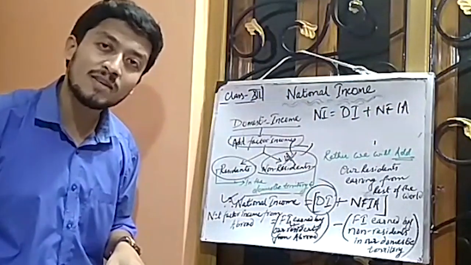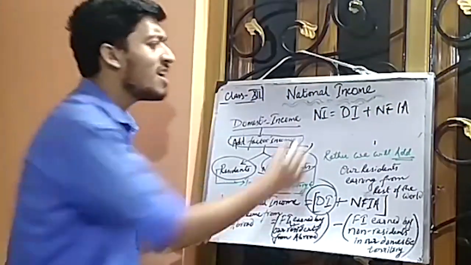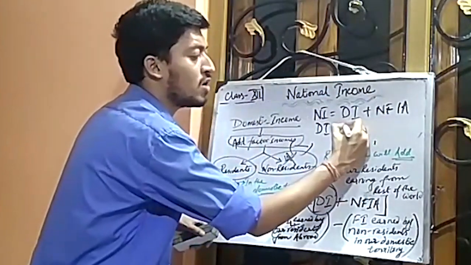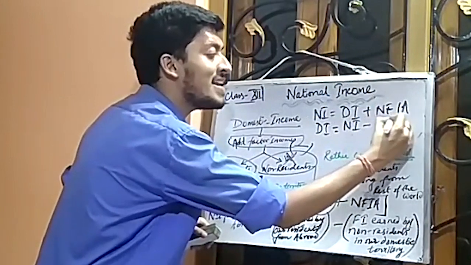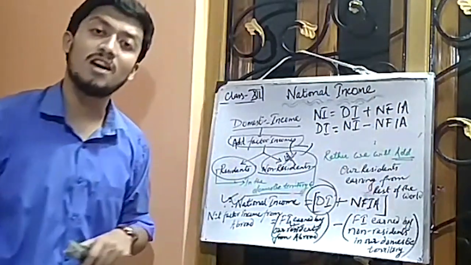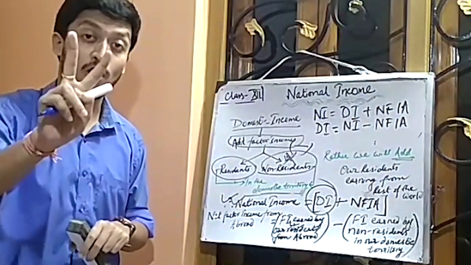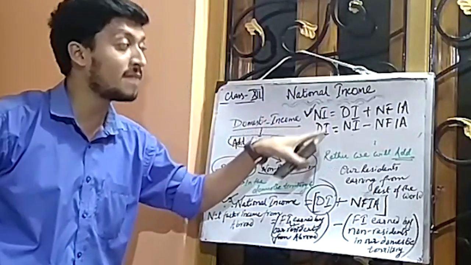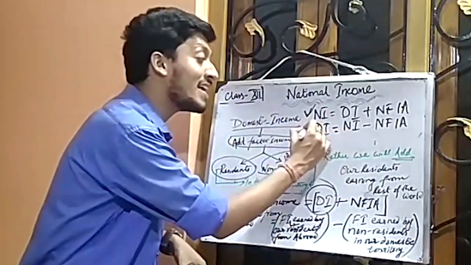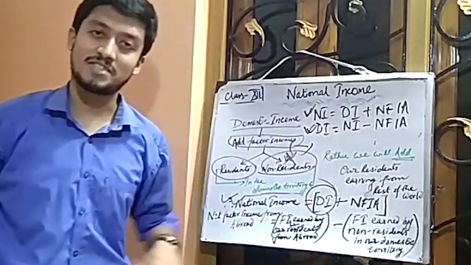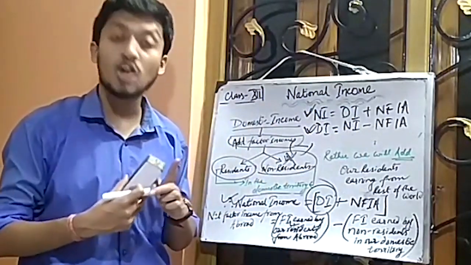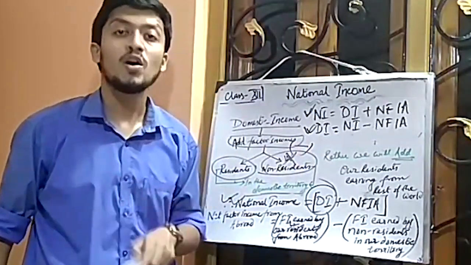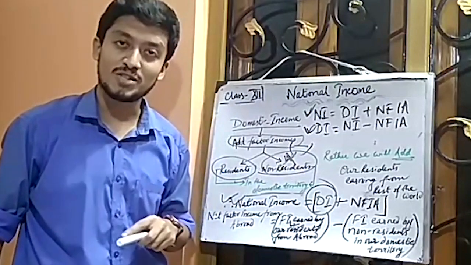Now from there, how can I get domestic income? Very simple. Just changing the side, domestic income equals national income minus net factor income earned from abroad. So I got two formulas: how can I get the domestic income when the national income is given, or how can I get the national income when the domestic income is given? It's very simple, not at all complicated, and this is very essential when we go to the accounting or numerical part of this chapter.